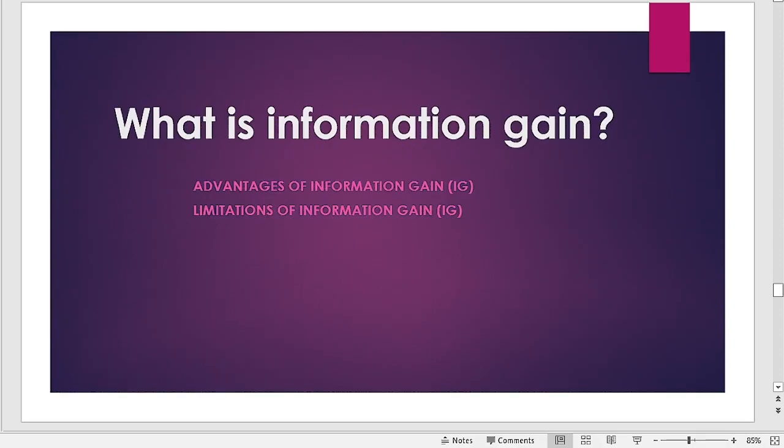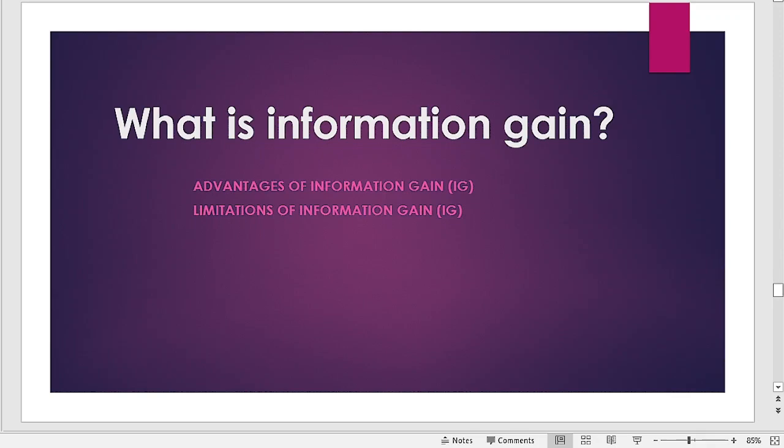Next question is, what is information gain? Information gain is a measure used in decision trees to quantify the effectiveness of a feature in splitting the dataset into classes. It calculates the reduction in entropy, or uncertainty, of the target variable, the class labels, when the particular feature is known.